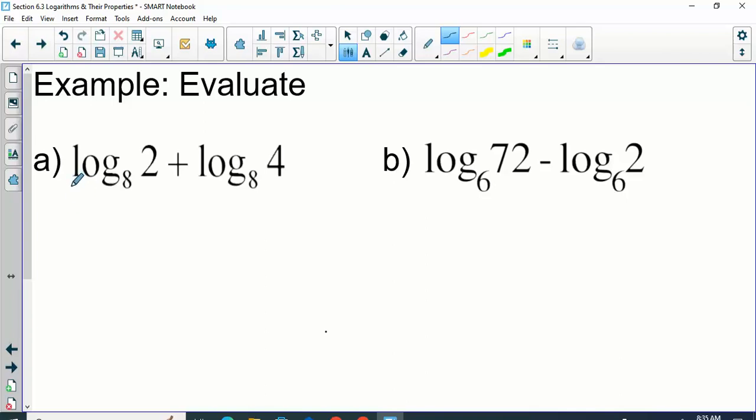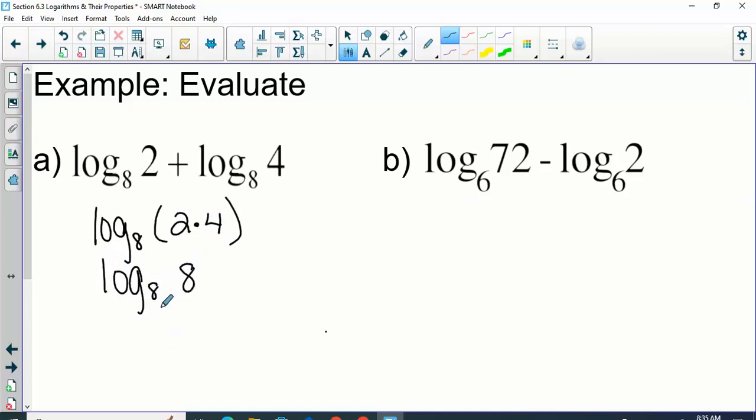The other option, if these logs are added, we can combine them. We can condense that, right? It's what you were just doing. If the logs are added, you put them together and you multiply the arguments. So that's 2 times 4. So you get log base 8 of 8. So that means 8 to what power equals 8? 1. So you can use those properties to help you as well. He said 1/3 plus 2/3, which is 1.